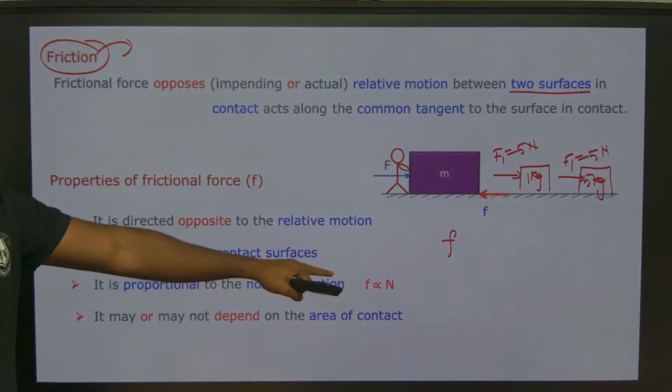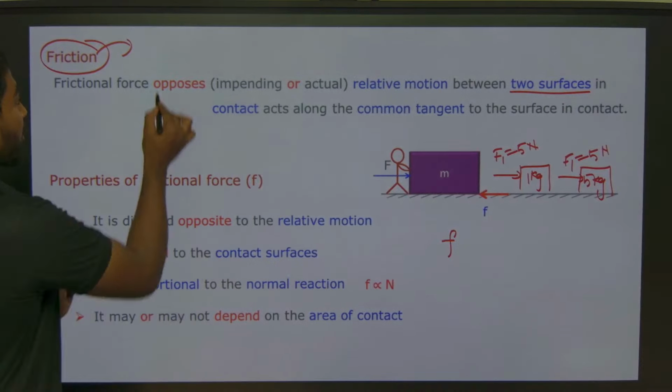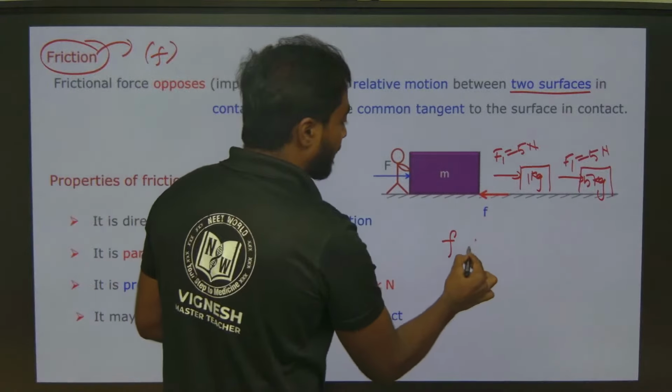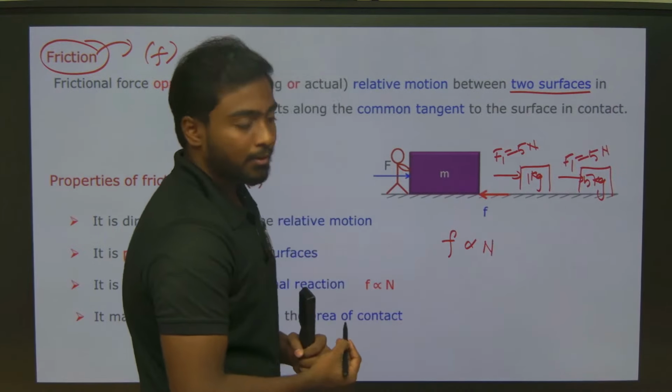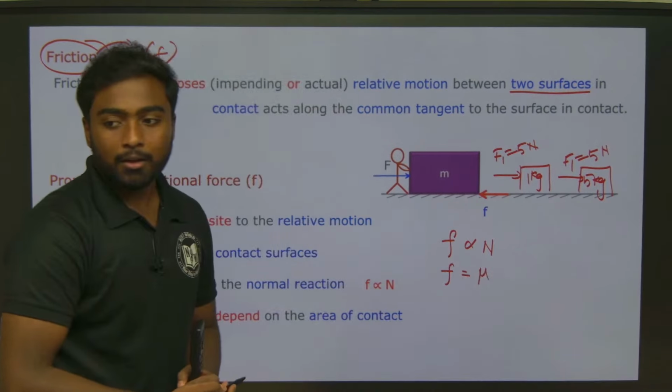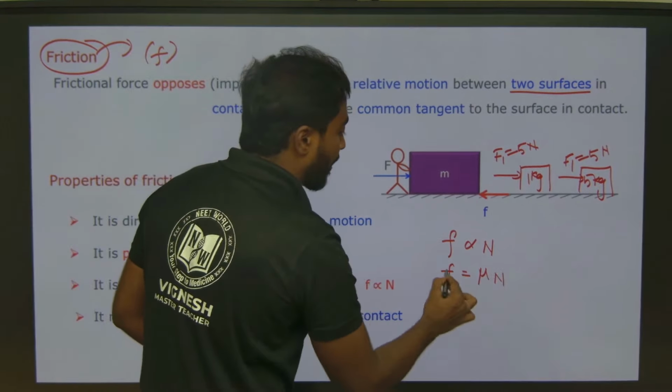F is the friction force, denoted by small f. Let me consider small f for the friction. So f is directly proportional to the normal, and to remove the proportionality I am adding a constant called mu. So f = mu N. This is the formula for the friction.